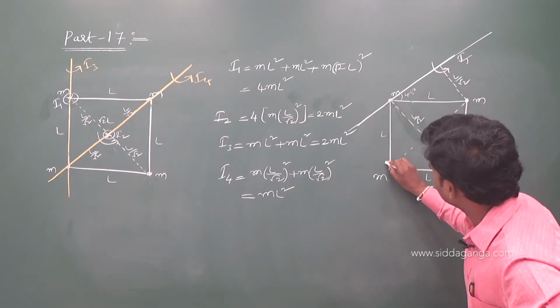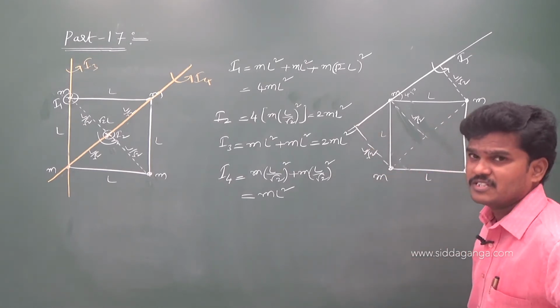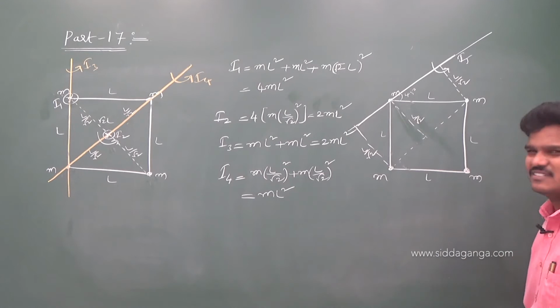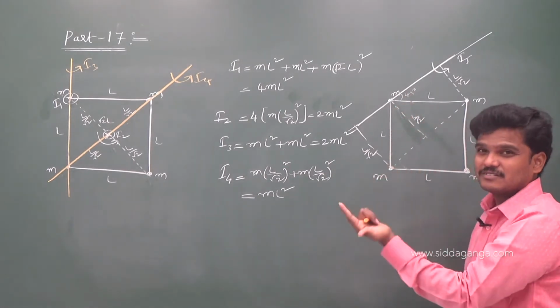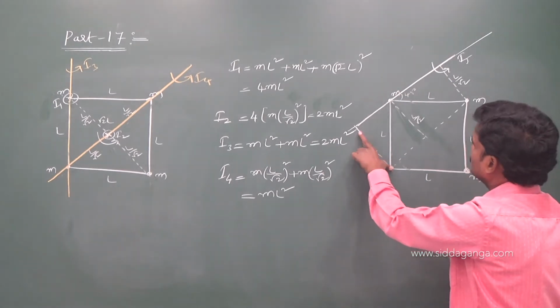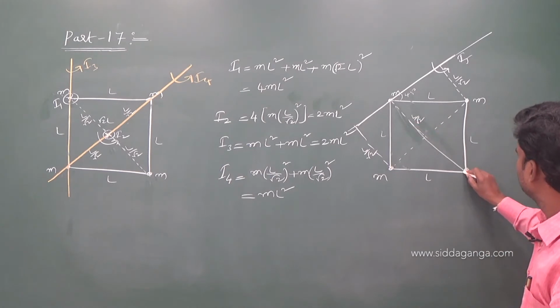And what about this particle's distance? L by root 2. Instead of resolving the components, I am writing it like this because L by root 2 is clear. If it is 15 degrees, you have to take cos 15 and other values. L by root 2, L by root 2, L by root 2. And this particle is at what distance? Root 2 L.